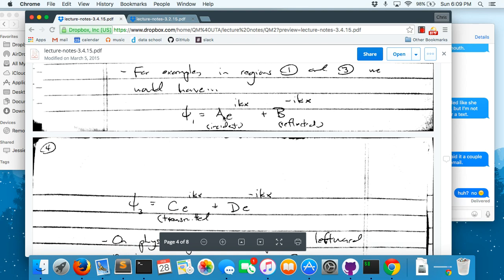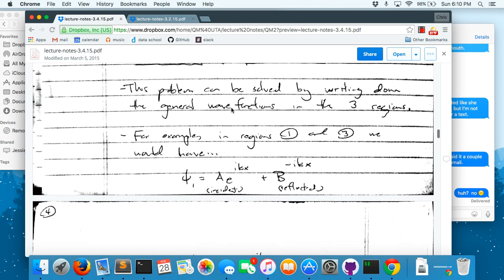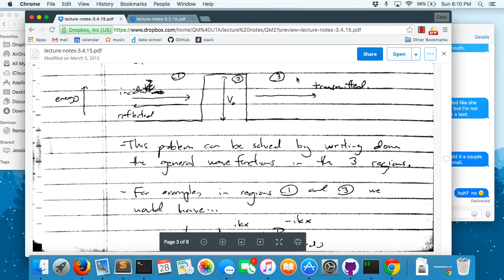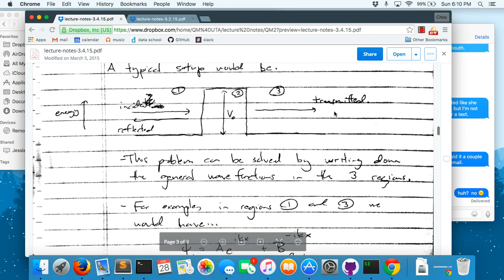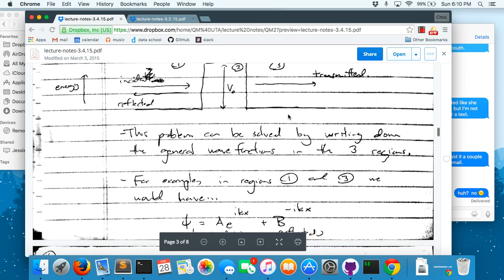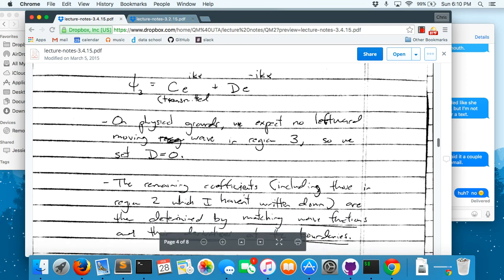and you know that these are traveling to the right because of the sign in the exponential. Likewise in region 3, you would naively write down the same type of form, where here we have the transmitted part of the wave function, the particles traveling to the right. In general, we would also write down a left moving component. But physically, we don't expect there to be any left moving particles in this region, so we can set this coefficient D to 0, just on physical grounds.